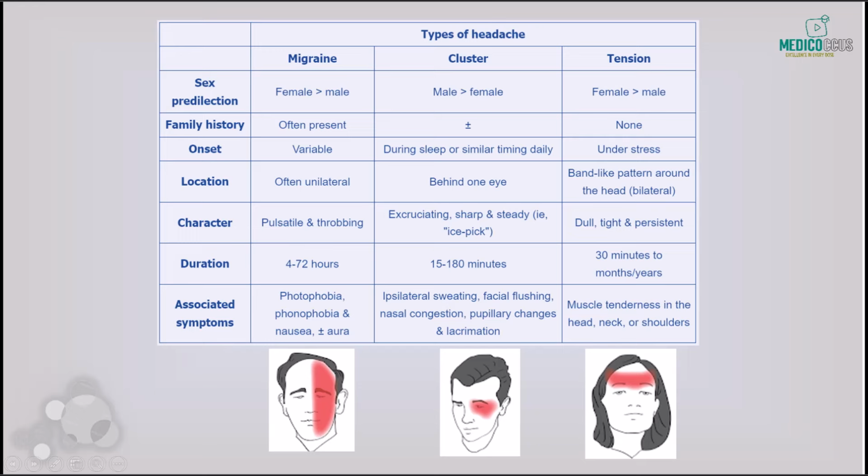Finally, tension headaches are the most common and tend to be more straightforward. These are usually bilateral and feel like a dull, tight band around the head. They often pop up in stressful situations and can last anywhere from 30 minutes to several months. Unlike the sharp pain of cluster headaches, tension headaches are more about a general sense of discomfort, often accompanied by muscle tenderness in the neck, shoulders, or scalp. In summary, cluster headaches are distinct due to their male predominance, unilateral ice pick pain, and the presence of ipsilateral autonomic symptoms like nasal congestion and pupillary changes, making them a unique clinical entity.